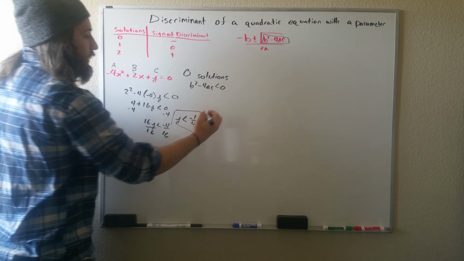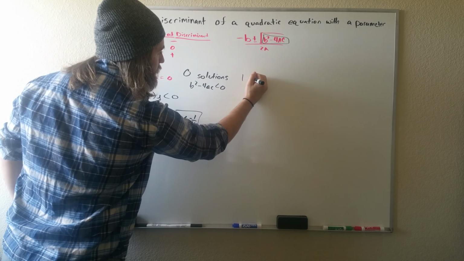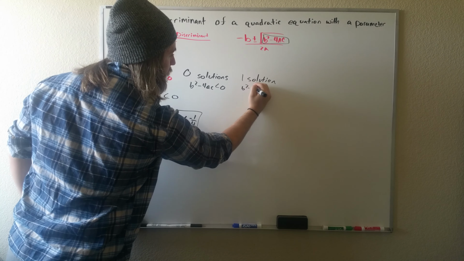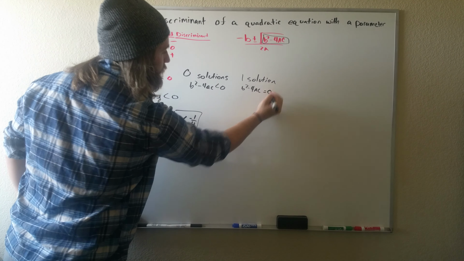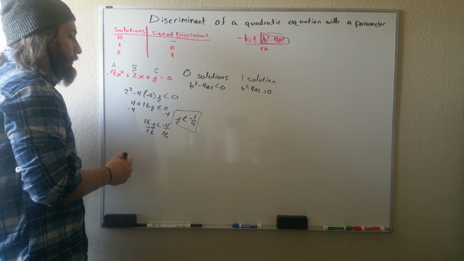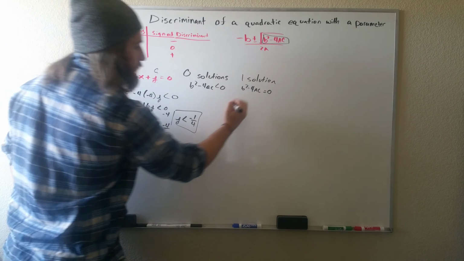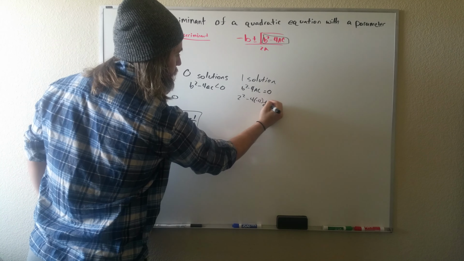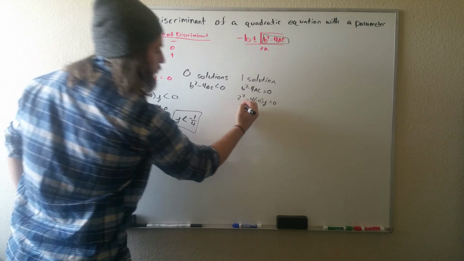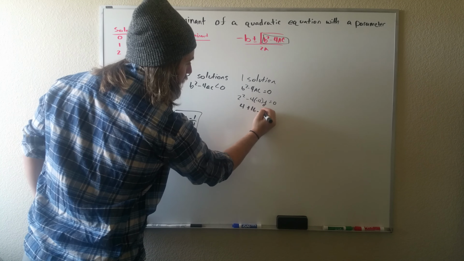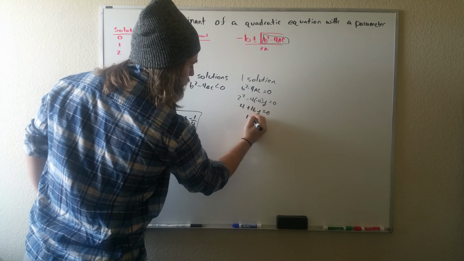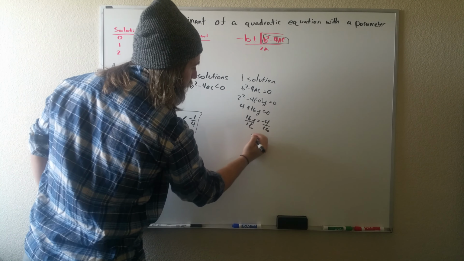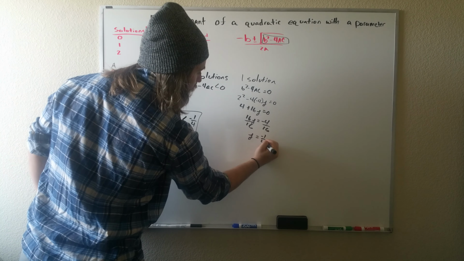Now the second, for one solution, we want b squared minus 4ac to be equal to 0. So we'll just go through the same process again, except we're just changing this. So we'll get 2 squared minus 4 times negative 4 times j equals 0. And then we get 4 plus 16j equals 0. Then 16j equals negative 4, divided by 16, j equals negative 1/4.